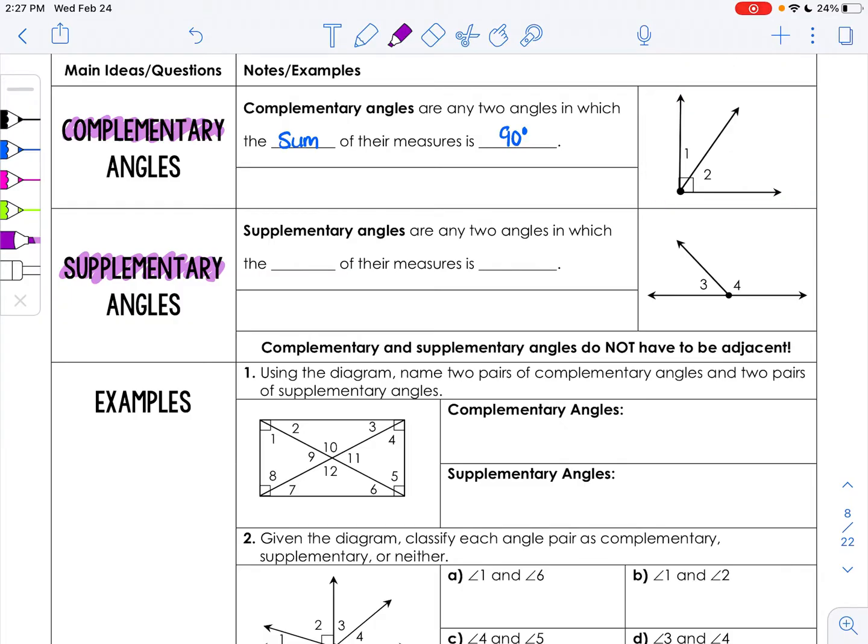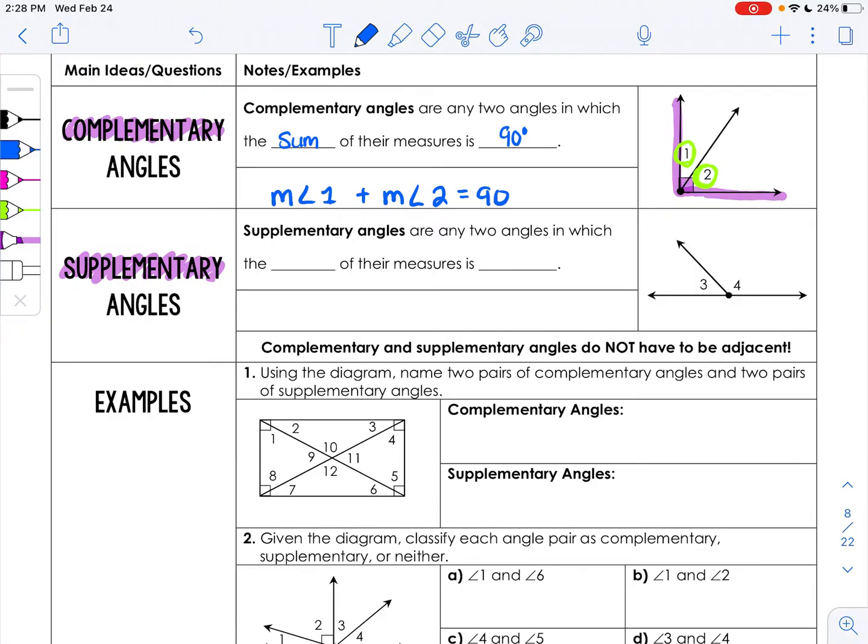In the picture on the right, we have a 90-degree angle, and we know it's 90 degrees because of the square in the middle. And then it's divided into two angles, angle 1 and angle 2. These two together equal 90 degrees. We can show that by writing the measure of angle 1 plus the measure of angle 2 equals 90.